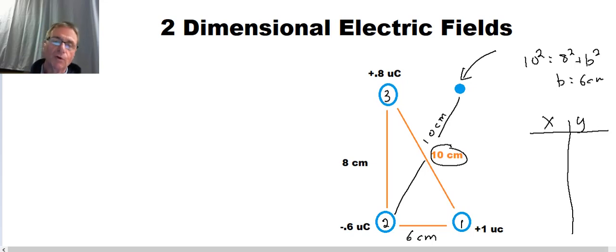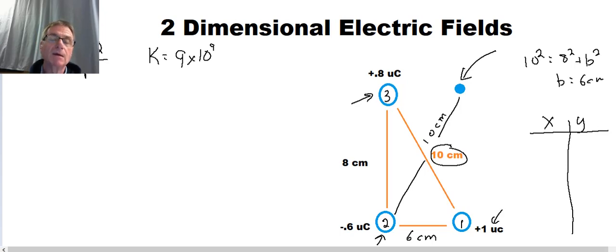Looking back at the equation for the magnitude of an electric field, E is equal to K times Q divided by R squared. K is just a constant, equal to 9 times 10 to the 9th, and I'm going to leave the units out for right now. Actually, it's not exactly 9 times 10 to the 9th, it's like 8.98 times 10 to the 9th, but we're going to round that up to 9 to make the math a little bit easier. Q is the value of the charge. In our cases, it's going to be either 1 microcoulomb, negative 0.6 microcoulombs, and positive 0.8 microcoulombs.